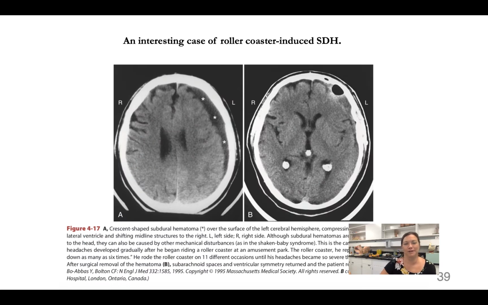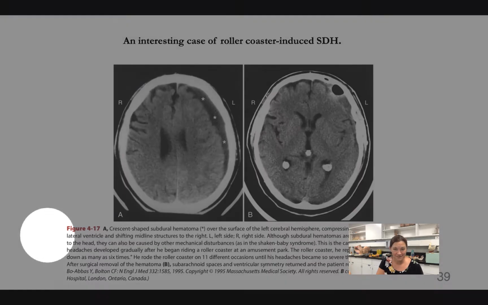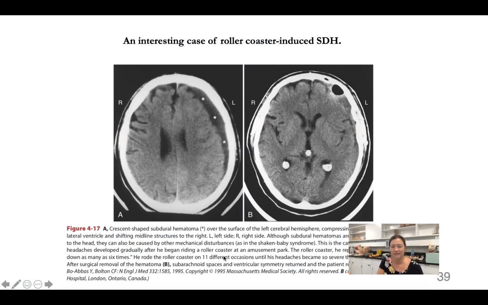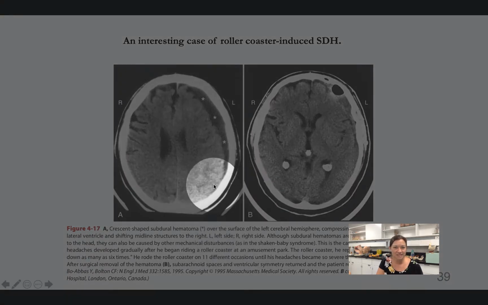Now this is a funny one. This is a case of a gentleman who had a roller coaster induced subdural hematoma. He's an older gentleman, I believe. Yes, he's 64. And he rode the roller coaster 11 different times on 11 different occasions. So it wasn't 11 times in a row, but 11 times. And then he presented with a left-sided chronic subdural hematoma.